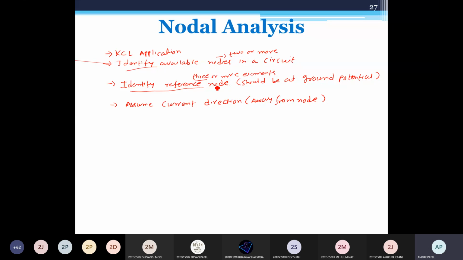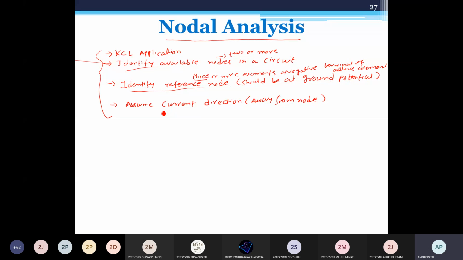Or we can say the negative terminal of an active element or passive element, that is called your reference node. Okay, so you have to keep this in mind while applying nodal analysis to get the node voltage. Okay, anyone having doubt in these rules?